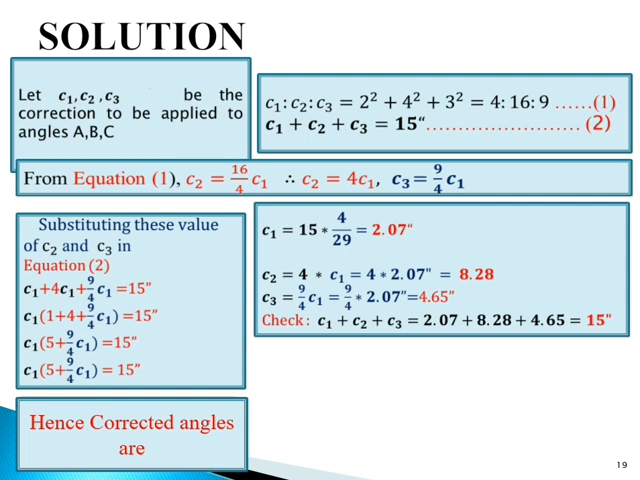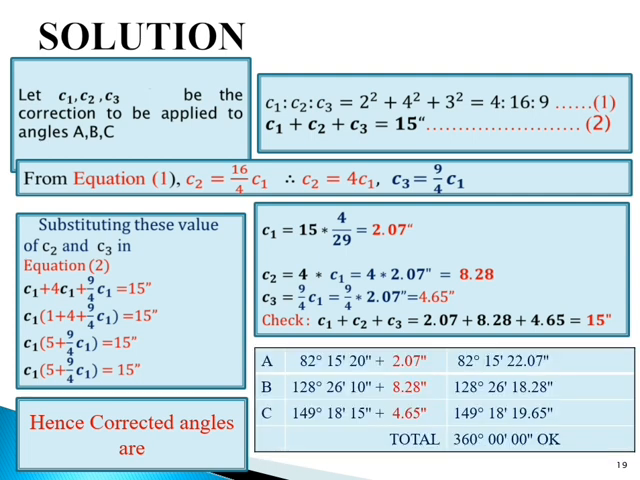So hence the corrected angles A, B and C will be: 82 degree 15 minute 20 second plus 2.07 seconds. So our final angle A will be 82 degree 15 minute 22.07 second. If we talk about B, 128 degree 26 minute 10 seconds plus 8.28 seconds. So our final angle will be 128 degree 26 minute 18.28 seconds.